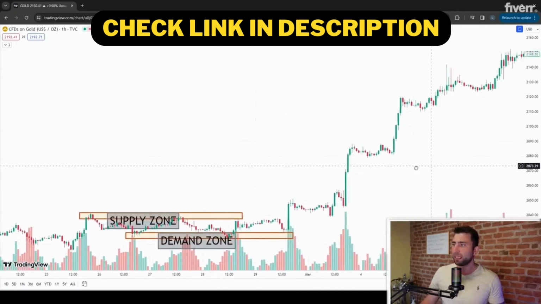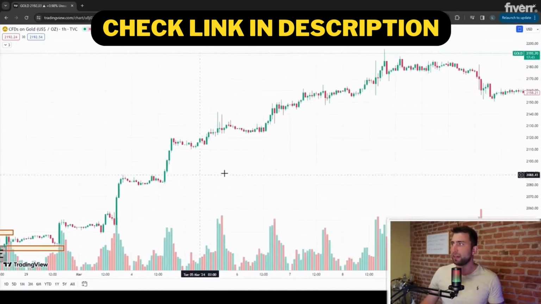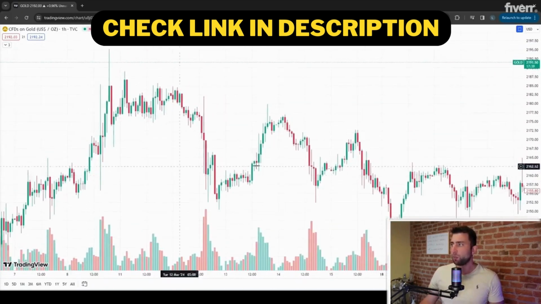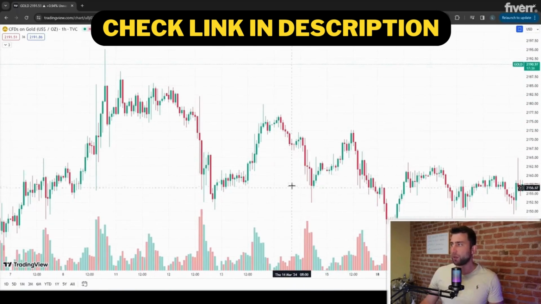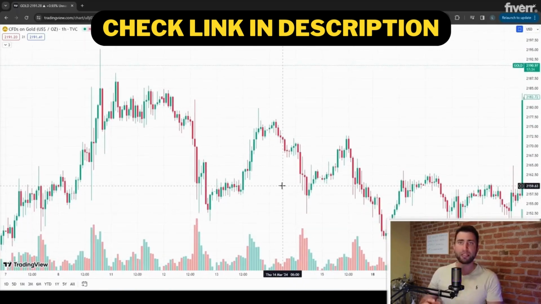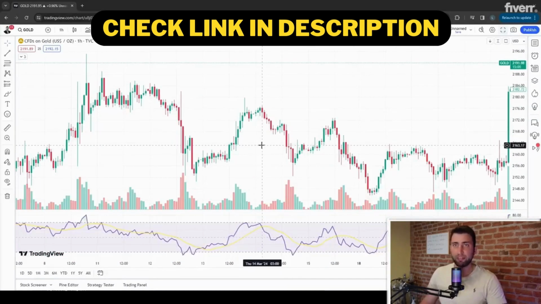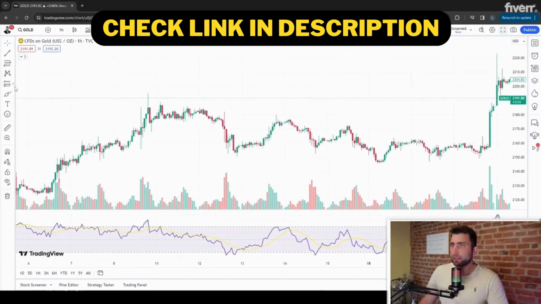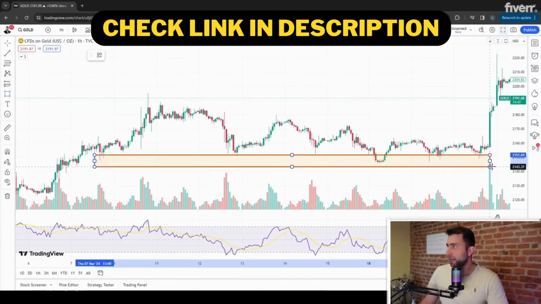So let's try to identify a few more regions like that which have worked, and I already see one. It is drifting a little bit downwards, but still it's a very good example, and I have it up here. So let's try to find this demand zone, guys.